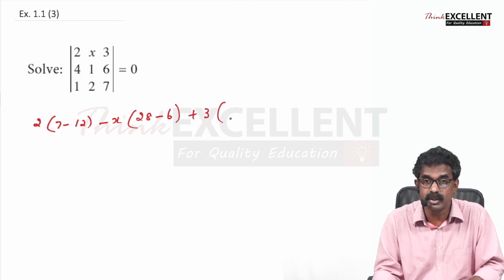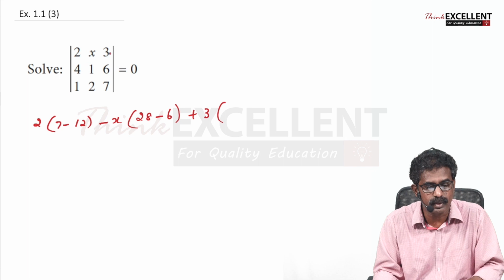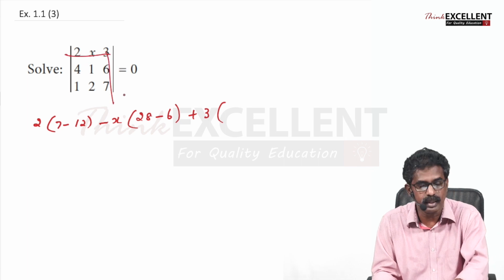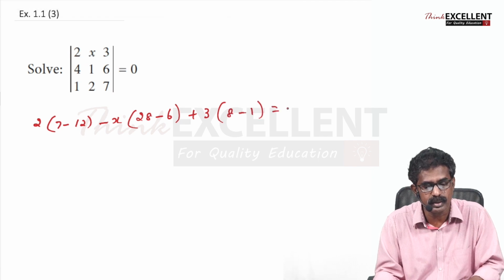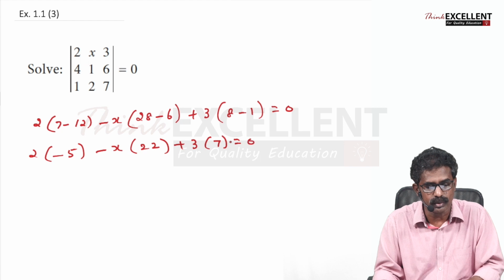Next number plus 3 into. Only for the second one you change the sign, right? 3 into, leave that row, that column. So what do you get? 4 2s are 8 minus 1, right? 8 minus 1 equal to 0. So 2 into minus 5. So minus x into 22, right? Plus 3 into 7 equal to 0. So minus 10 minus 22x plus 21 equal to 0.